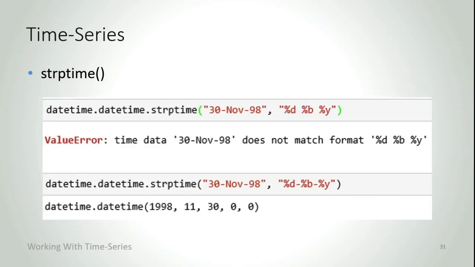If you don't match the structure of the string, then you get an error. For instance, we have 30 dash November dash 98, but the placeholders don't have this dash and have a space between them. So it actually gives a value error which says I don't understand the format, or they don't match each other. But when you add this dash between these placeholders, you get the right datetime.